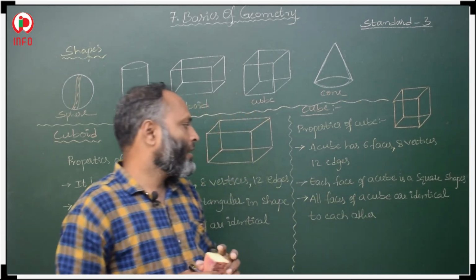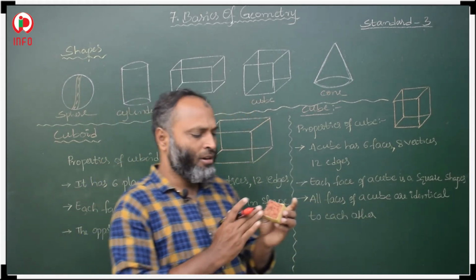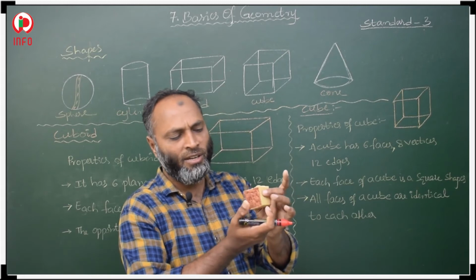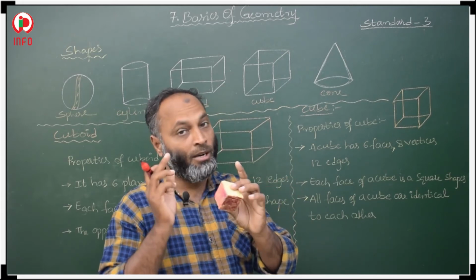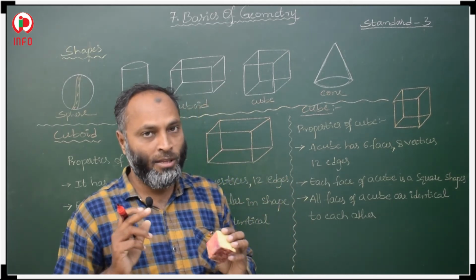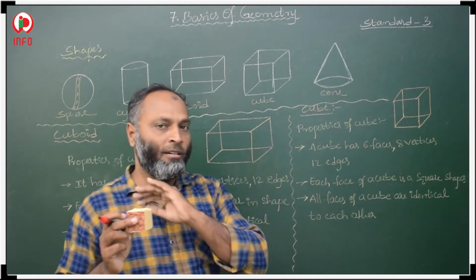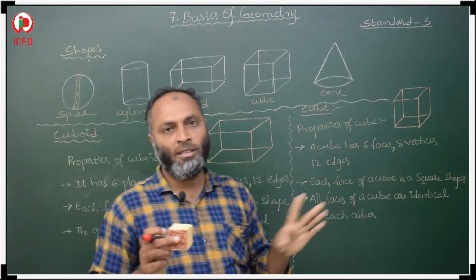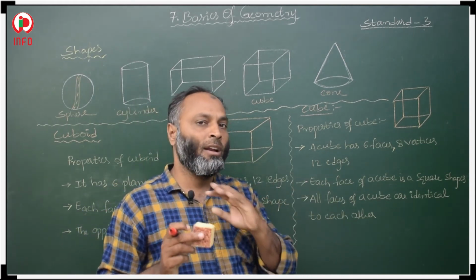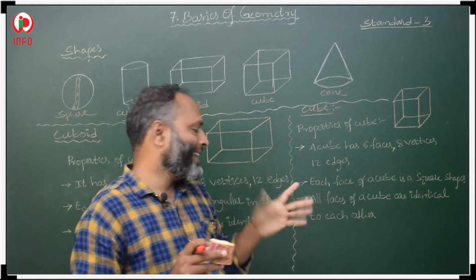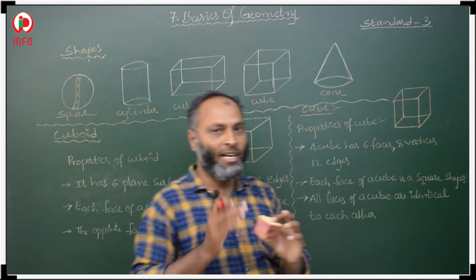Then in cube all faces are in square shape. This is a square, they all are in square shape. But in cuboid, it is rectangular shape, and opposite faces are identical. Here it is not like that. All faces are in square shape and all are equal, all are identical. All 6 faces are identical faces.